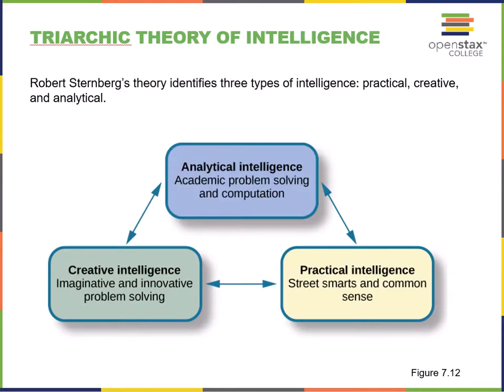Next up, we've got Sternberg's triarchic theory, and he breaks it into three different types: practical, creative, and analytical. Analytical is about problem solving. Creative is coming up with new, interesting ways to solve problems. And practical intelligence could be thought of as street smarts or what we like to think of as common sense.